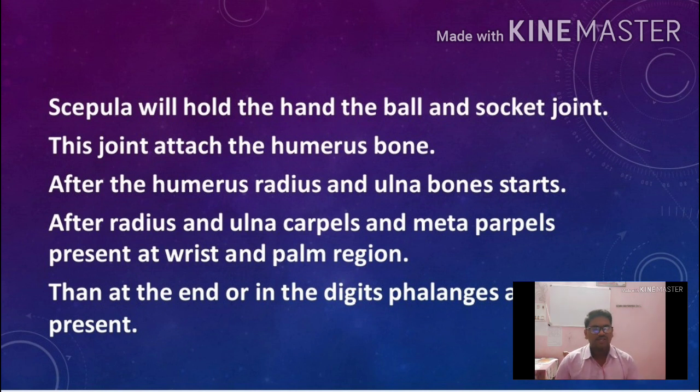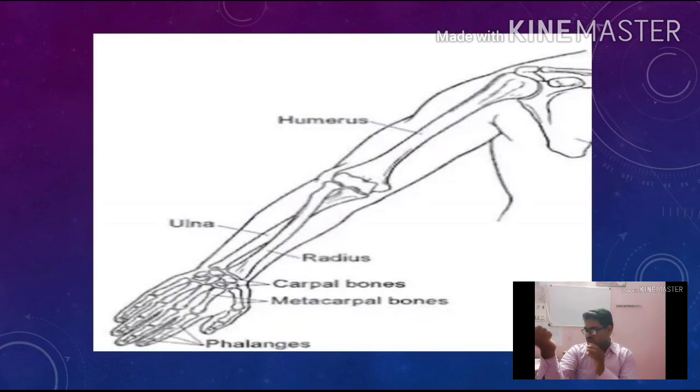And in case of human, at the shoulder region, a ball and socket joint is present, which we have already studied in the first video. The ball and socket joint allows the 360 degree rotation of the hand, and in the elbow region, a hinge joint is present. So here, the ball and socket joint present in the shoulder region will attach with the humerus bone at the glenoid cavity. Then this humerus bone attaches with the radius and ulna. Here the radius and ulna are present.